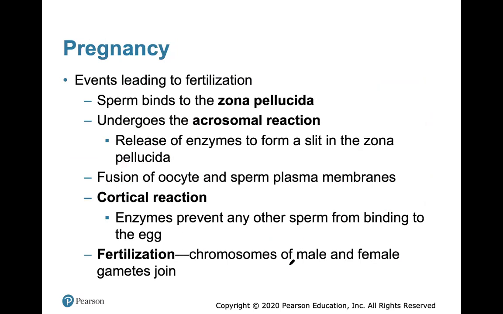So, events leading to fertilization: the sperm will bind to the zona pellucida on an egg, and this undergoes what we call an acrosomal reaction, where it releases enzymes to form a slit. The fusion of the oocyte and sperm plasma membranes occurs. We have a cortical reaction, where enzymes will prevent any other sperm from binding. And then fertilization will actually be the chromosomes of the male and female gametes joining.